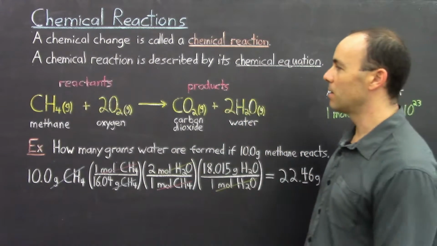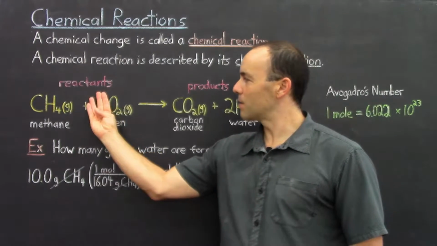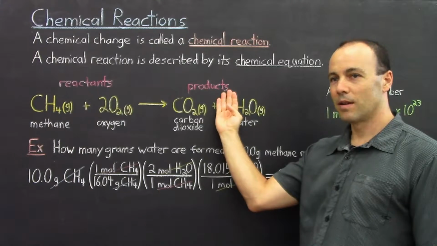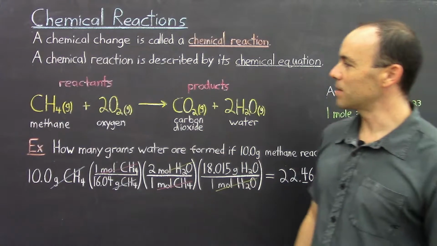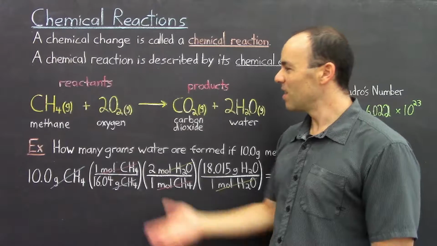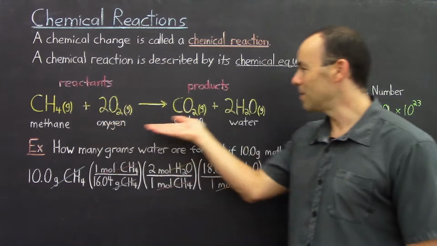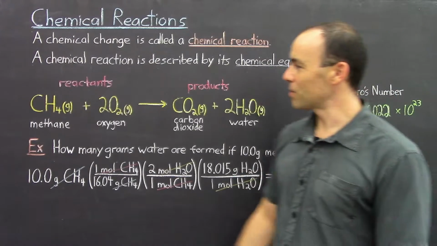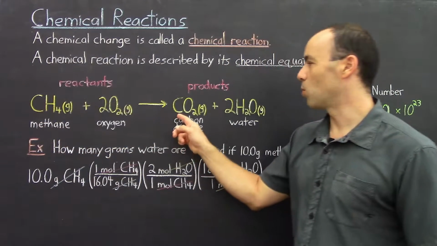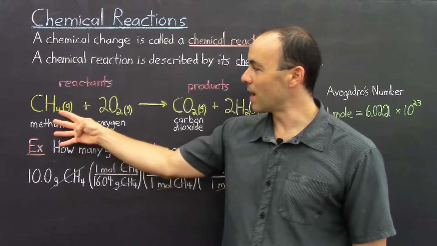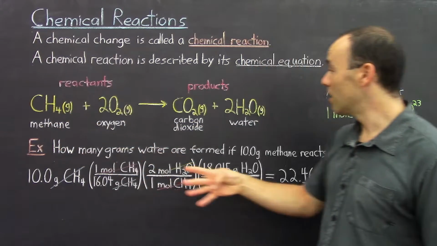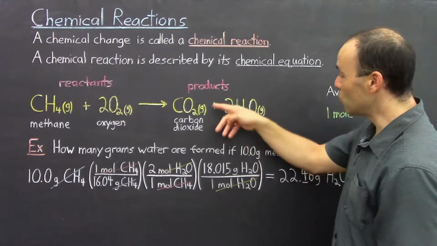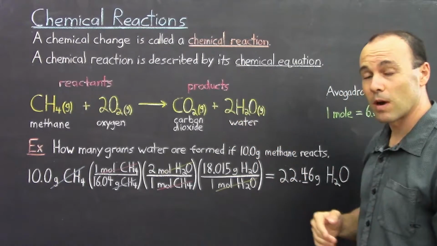Why can't it be methane reacts with oxygen to produce carbon dioxide and water? Well, because when you have a chemical reaction, the number of atoms that you start with needs to be the same as the number of atoms that you end up with. So if you start with 1 carbon, you need to end up with 1 carbon. And if you start with 4 hydrogens, you need to end up with 4 hydrogens. That's why you need that 2 there. 2 water molecules would give you 4 hydrogens.